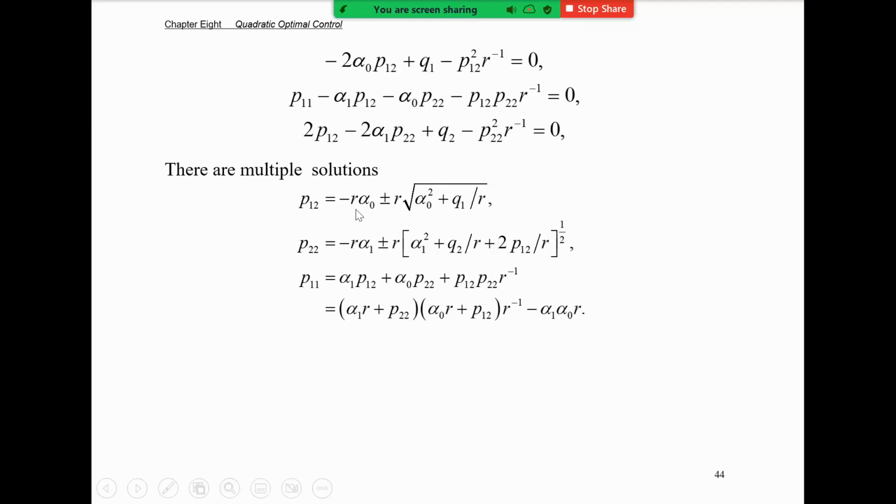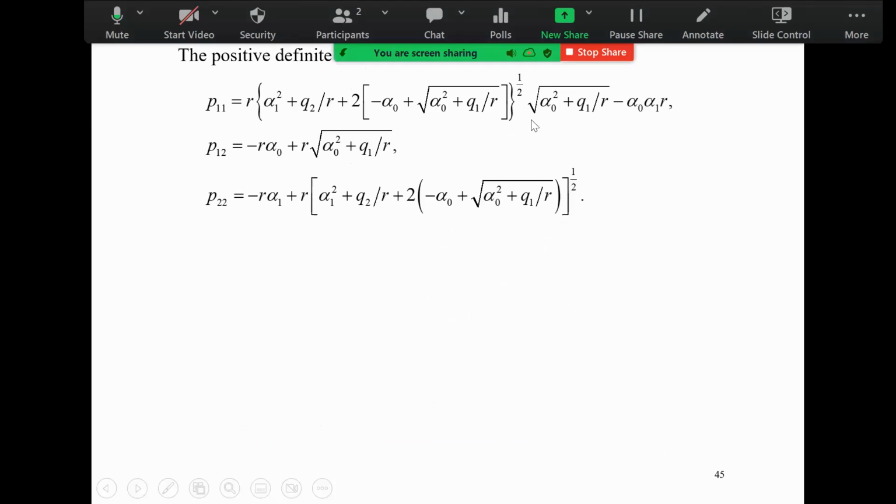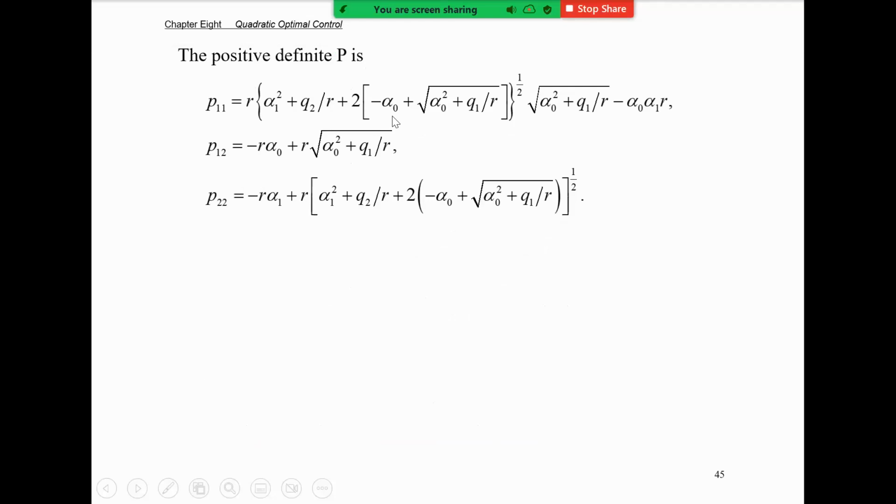So I skip the details on how to get those solutions. I just write down the solution here, but then you can say there are multiple solutions, and you have to pick one of them. Only one of them is positive definite. Then you get the final answer for this P. There is only one solution.